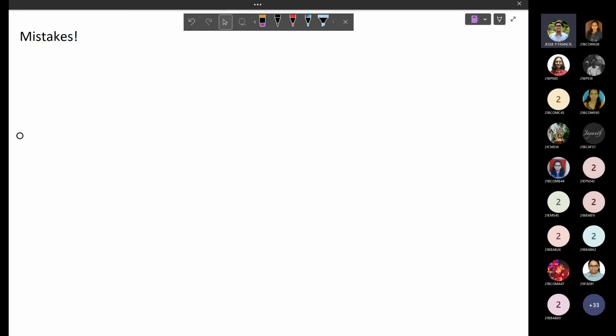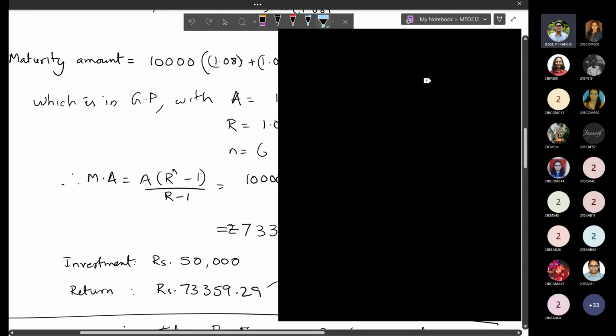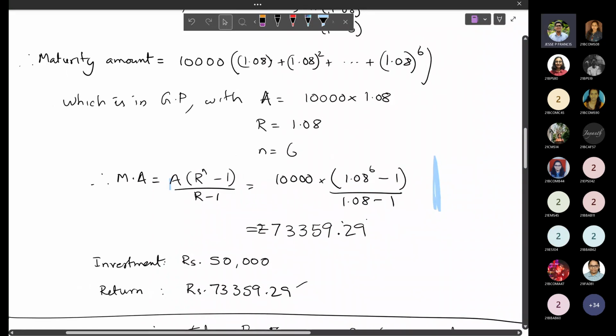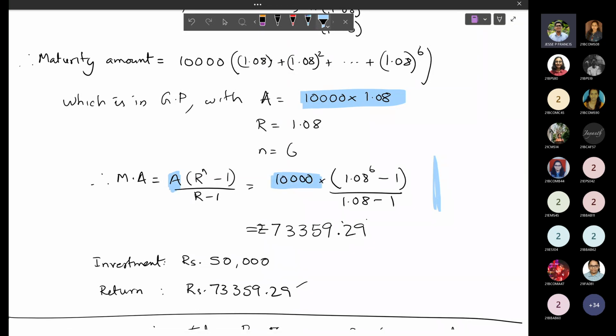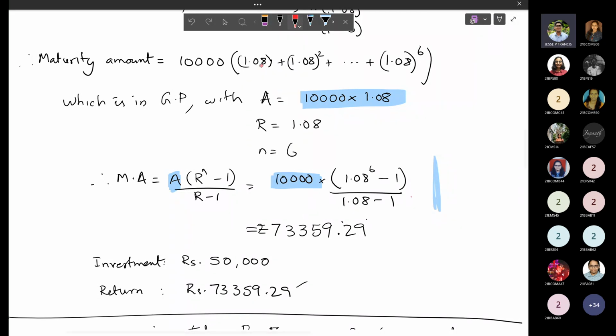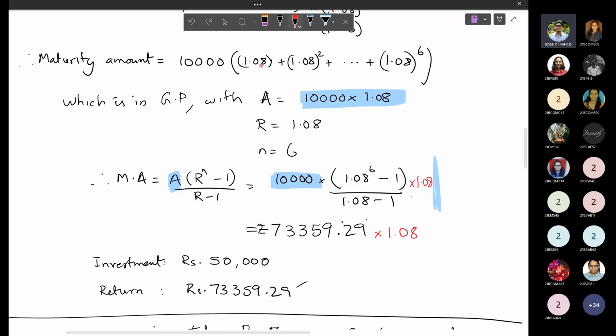So yesterday we made two mistakes in calculation, not in our formula, but in calculation. One is right here. When we calculated the maturity amount, we took A is equal to 10,000 into 1.08. But when we rewrote A here, we rewrote only 10,000. That was a mistake in calculation we did. We should be doing into 1.08. That is, this entire answer will be multiplied by 1.08.